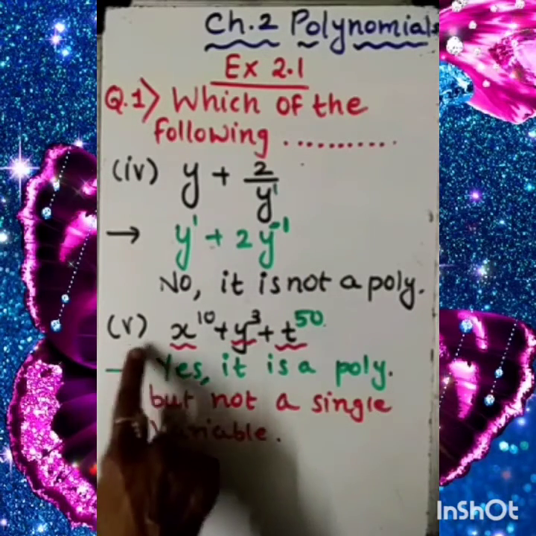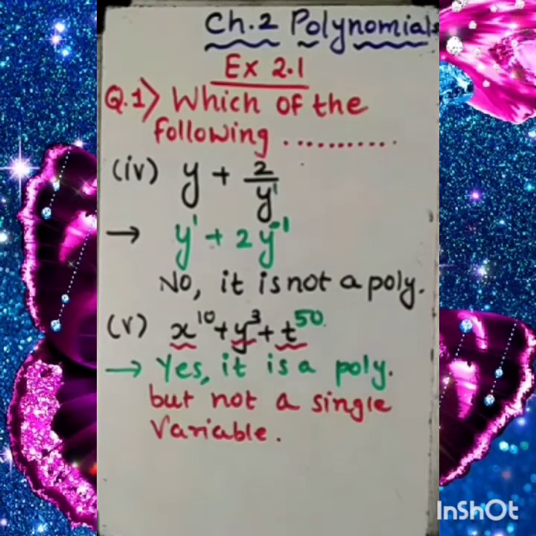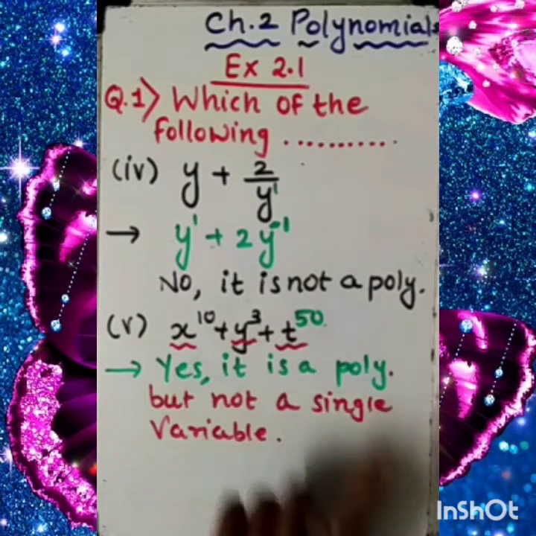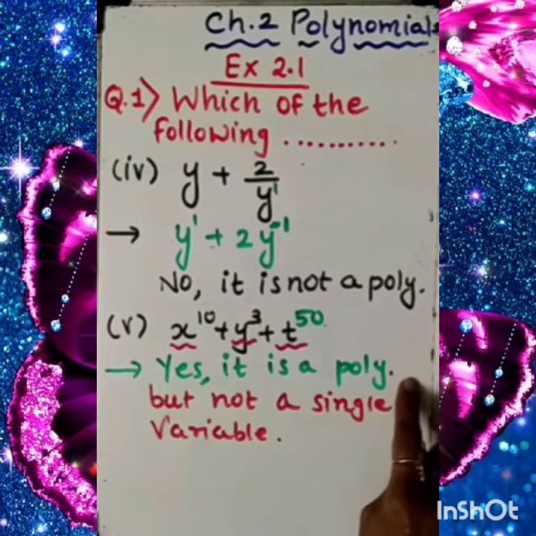Now let's take an example, x to the power 10 y cube plus t to the power 50. You can see here the powers 10, 3, 50 are all natural numbers. So we can say yes, it is a polynomial.